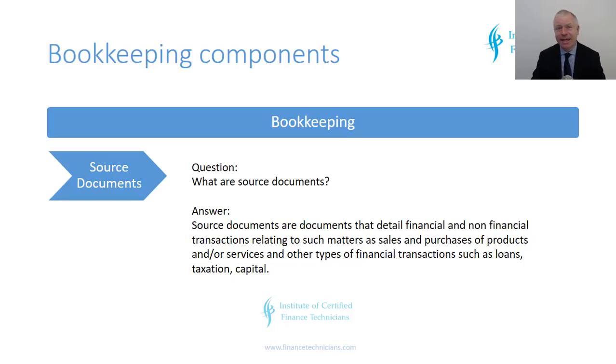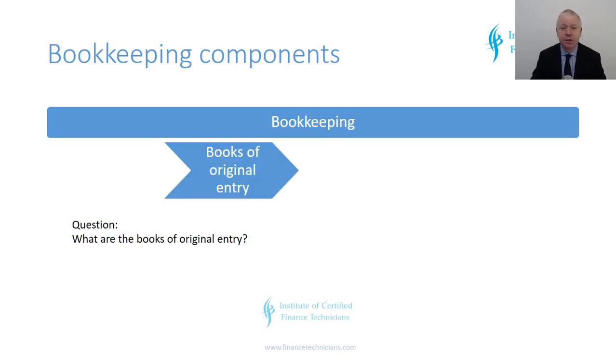An example of a non-financial source document would be something such as a delivery docket, which simply identifies the products that were delivered, but there will be no monetary value. And we'll look in a while at how you would use such things to create internal controls within an organization. So that's source documents, the absolute beginning of your bookkeeping system, because it's the information contained within the source documents that is going to be used to record the data into your books of prime entry or books of original entry. So that's where we're going next.